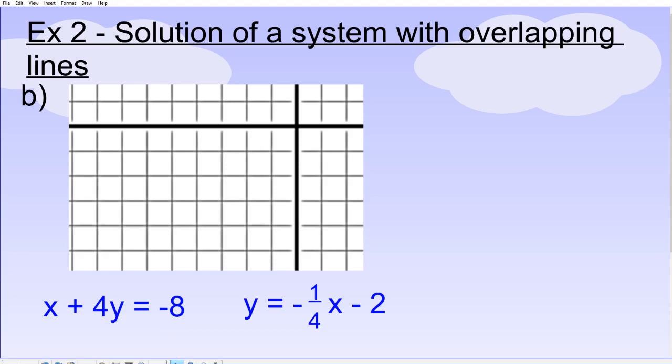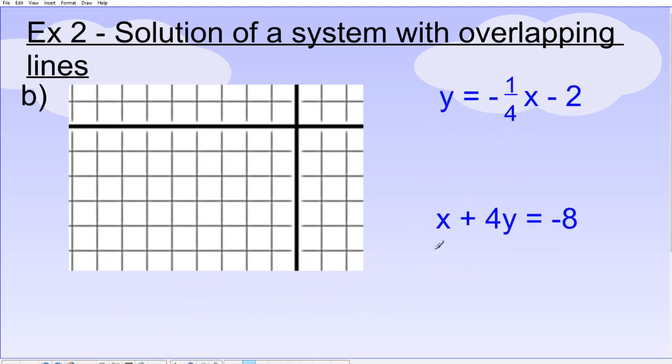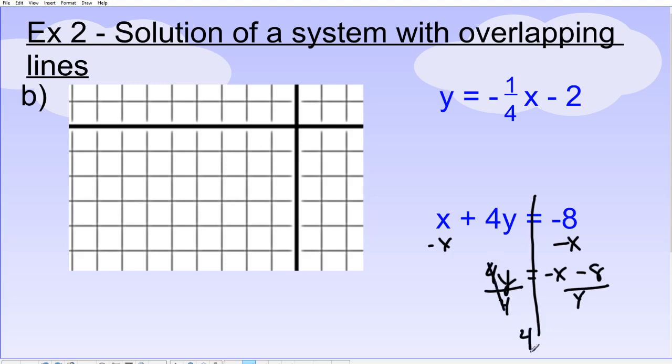Okay. So 1 and 2. And you know what? I'm going to start the second one first this time. So I'm going to start here, and I'm going to start by subtracting x here and here, giving me 4y equals negative x minus 8. I divide both sides by 4 to get the y by itself. Cancel out those 4s.